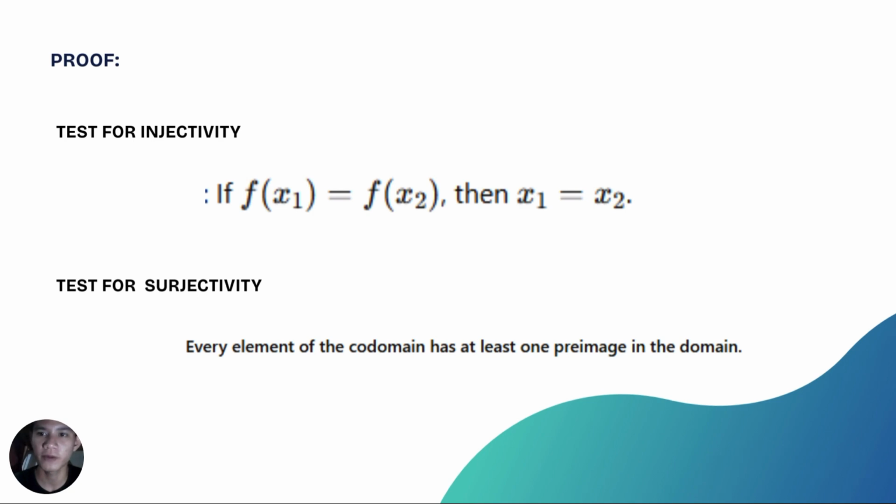For our proof, we have to test the item for injectivity and surjectivity. For injectivity, it states that if the function of x sub 1 is equal to the function of x sub 2, then x sub 1 must also be equal to x sub 2 to be considered injective. And for surjective, it states that every element of the codomain has at least one preimage in the domain.